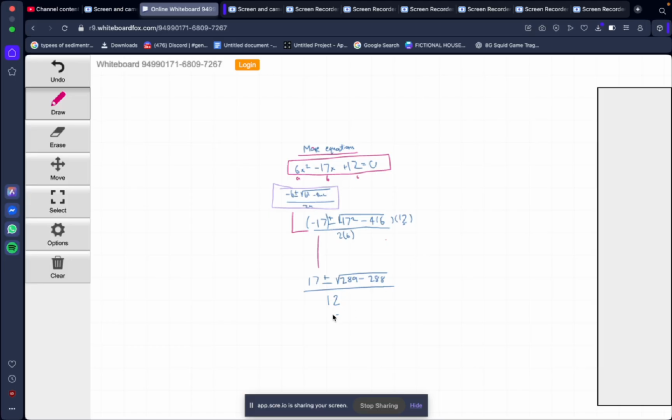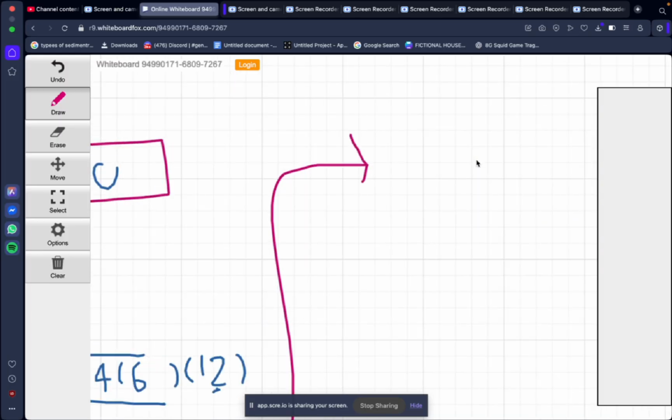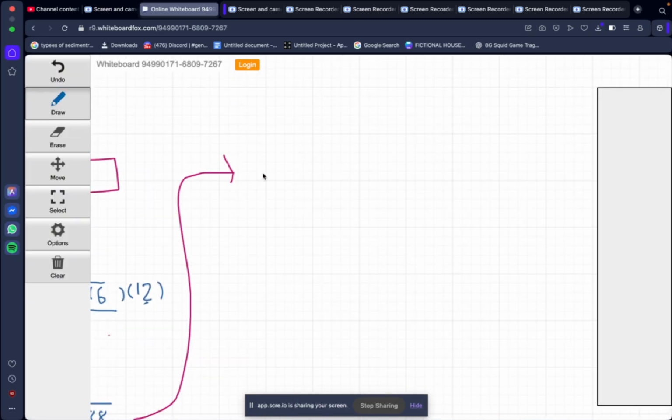Okay. Take a moment to see if you can solve the rest of this. Just pause the video and see if you can solve it. Okay, let's work it out together. So no more messing around.